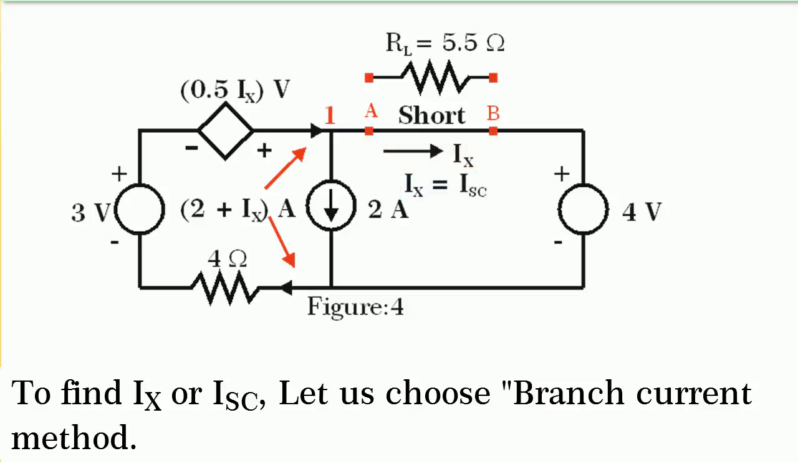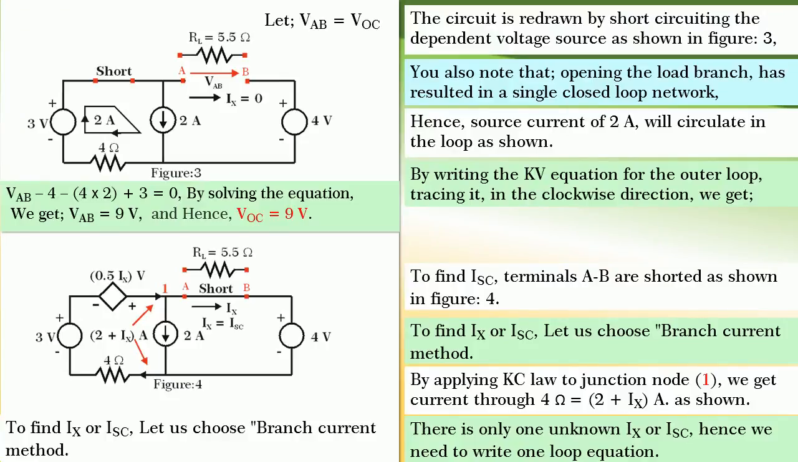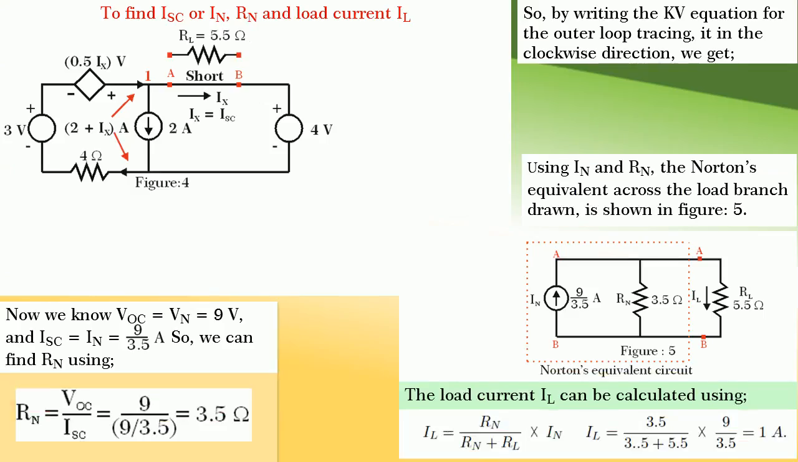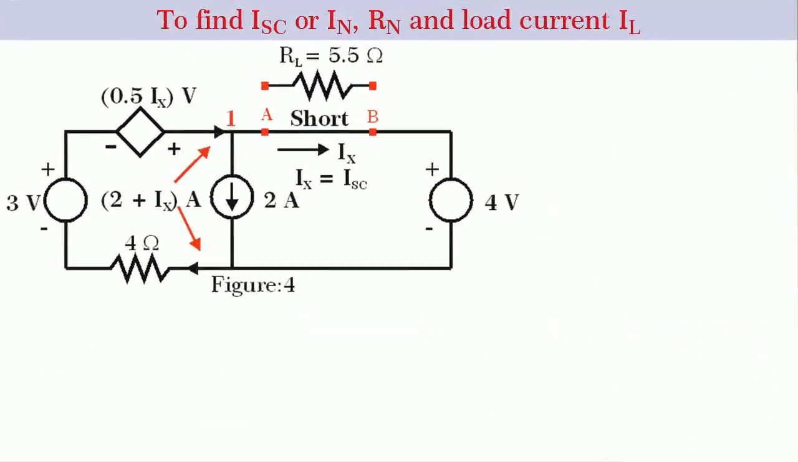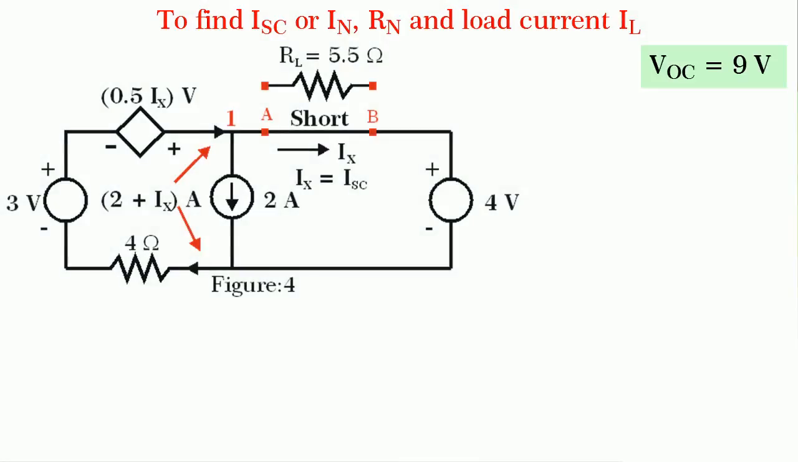To find Ix or ISC, let us choose a branch current method. By applying Kirchhoff's current law to junction node 1, we see that the current flowing through 4 ohm resistance is 2 plus Ix amperes as shown. Now, there is only one unknown, hence only one loop equation is to be written to find the unknown. Friends, to find ISC, Rn and the load current IL, the circuit obtained earlier is reproduced here. And we also know that VOC is equal to 9 volts.